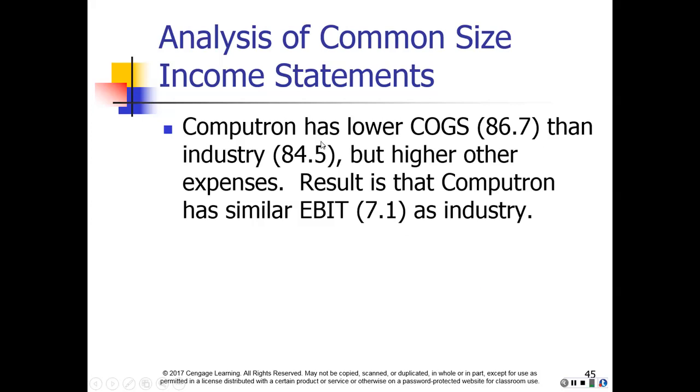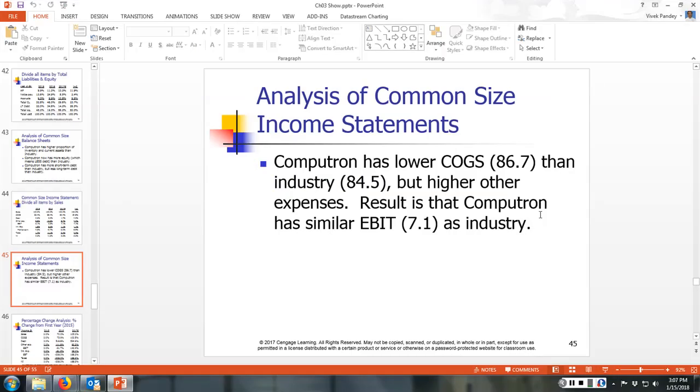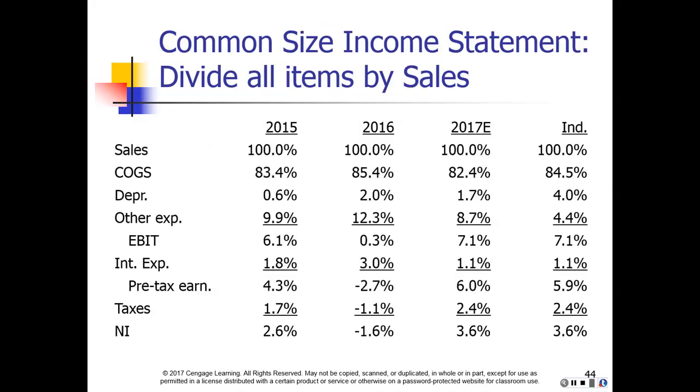Anyway, we see that Computron has a lower cost of goods sold, but higher other expenses. So its EBIT is similar to that of the industry. EBIT is the operating profit, right? Let me go back. EBIT is 7.1%, and the operating profit is the same as that of the industry, and the net income is the same as that of the industry. That's because even though cost of goods sold is lower, these other expenses are much higher.